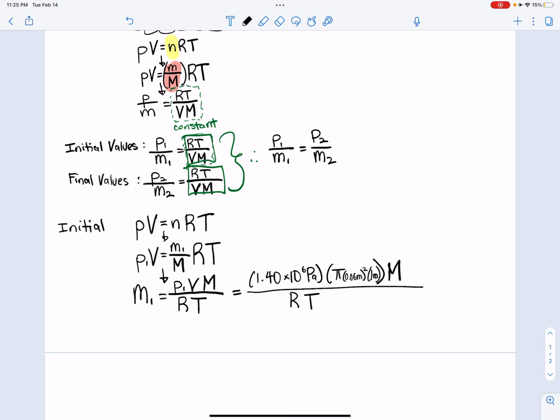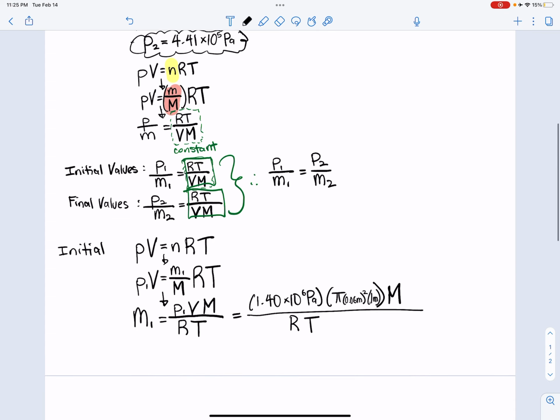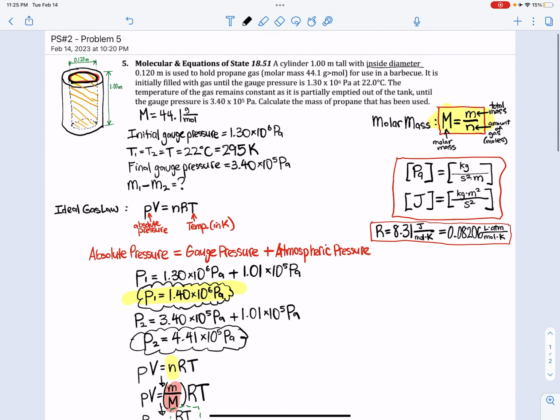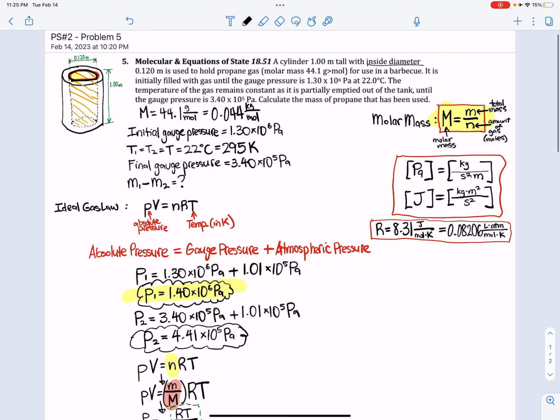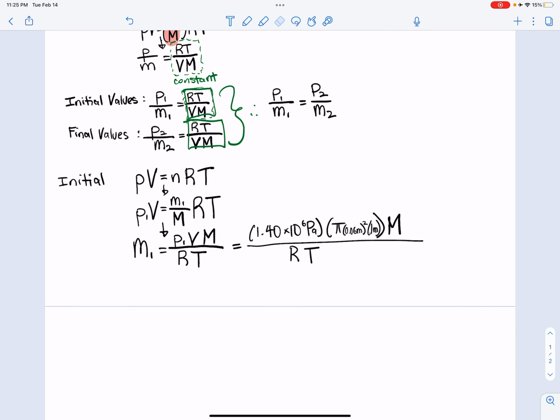And the molar mass is given to us here in grams per mole. I'm going to change that to kilograms per mole. And that's 0.044 kilograms per mole, right? I just changed grams to kilograms. So times 0.044 kilograms per mole.